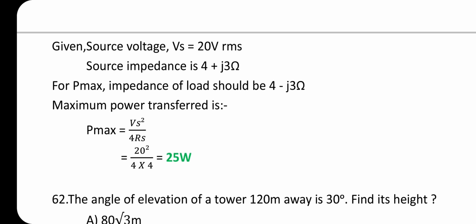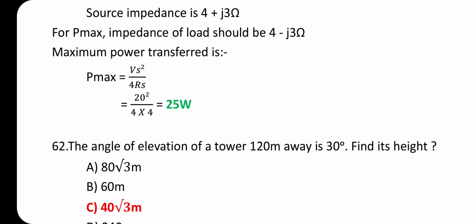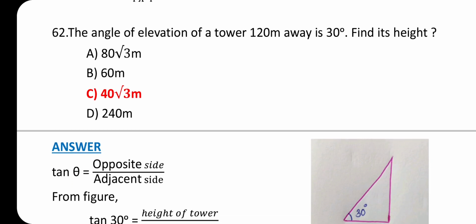Given source voltage Vs equal to 20 volt RMS and source impedance is 4 plus j3 ohm. For Pmax, impedance of load should be 4 minus j3 ohm. Therefore, the maximum power transferred is Pmax equal to Vs square divided by 4 Rs. So, substituting the values of Vs and Rs, we get Pmax equal to 25 watt.